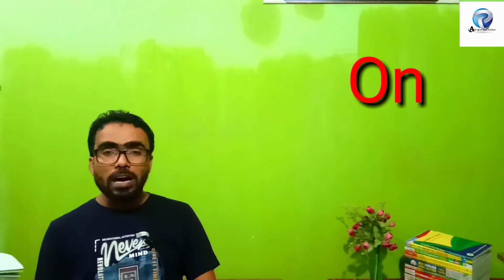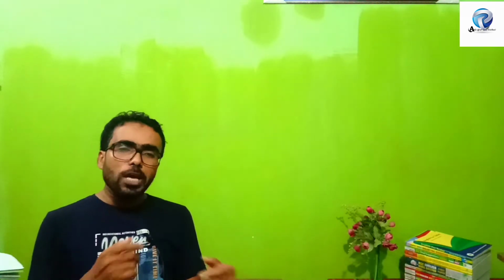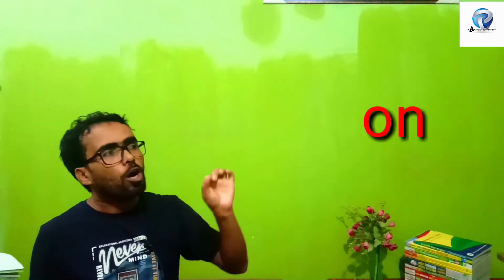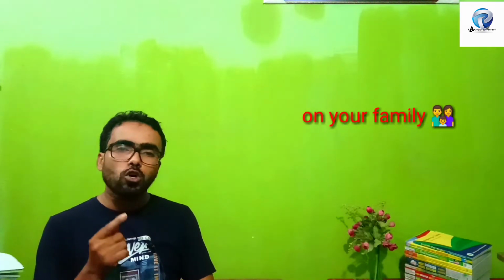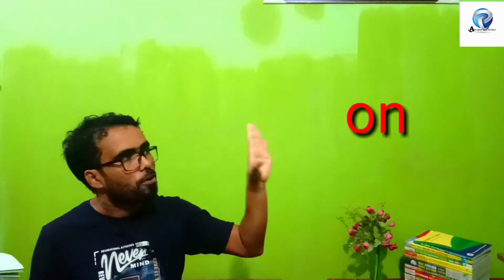And then if you want to mention any relation about any topic, you have to use on here. I am delivering my lecture on preposition. We can use preposition on here. You have to say something on your family. I would like to know from you on your study about any matter. If you want to mention it, you have to use preposition on before that matter.